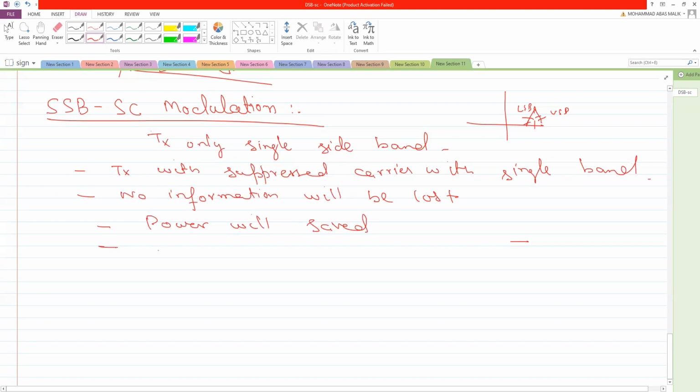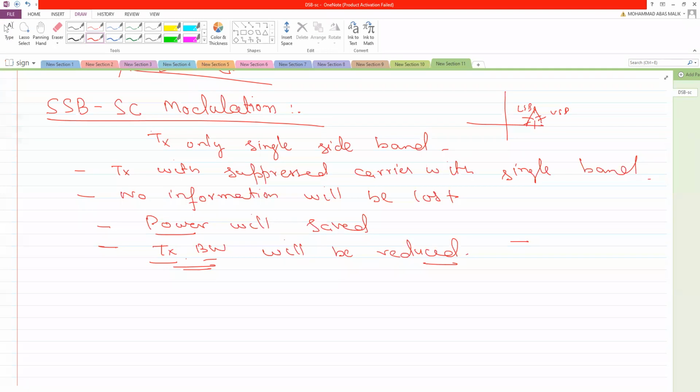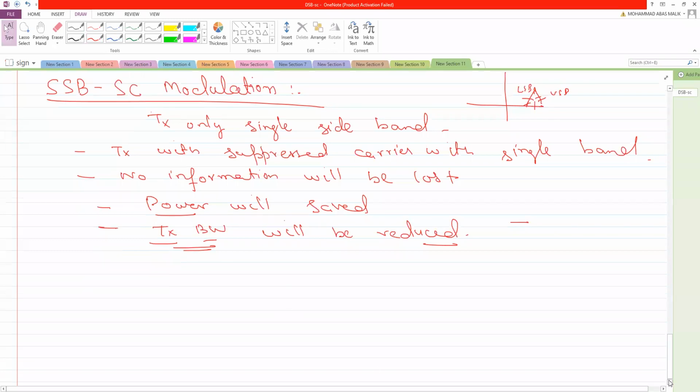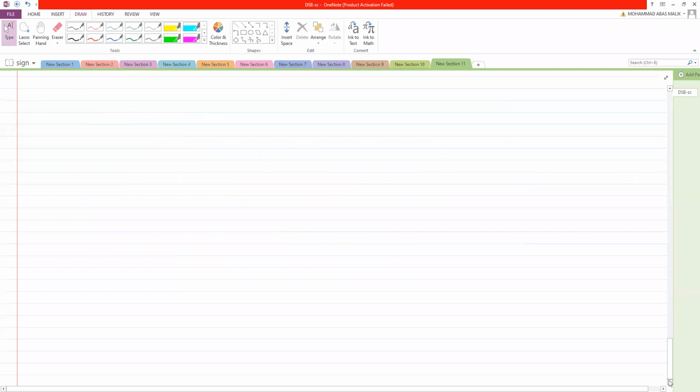Another important advantage: the transmission bandwidth will be reduced. Power and transmission bandwidth are very important resources, and bandwidth is not available in abundance. So that is obviously one of the best advantages of this. I will go a little bit into the generation of single sideband. Then we will discuss this tomorrow, inshallah.